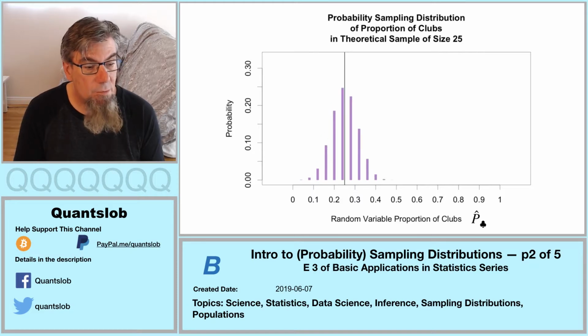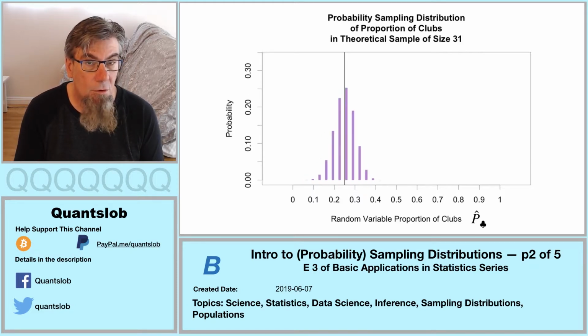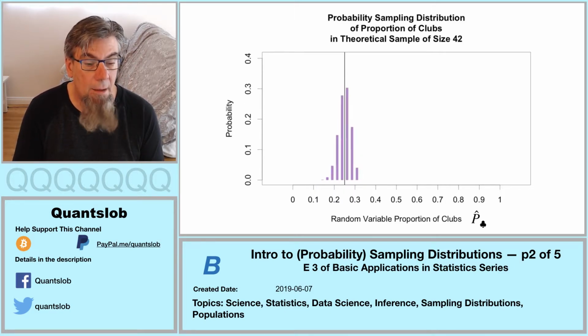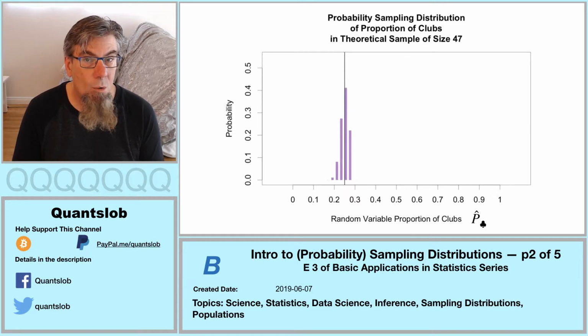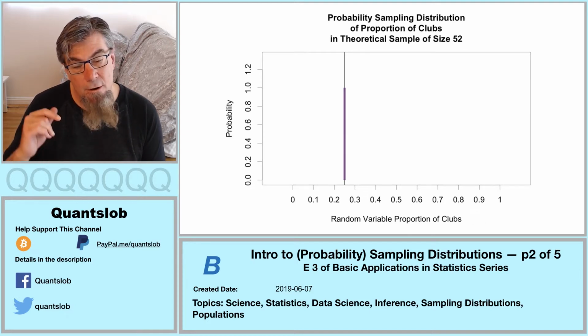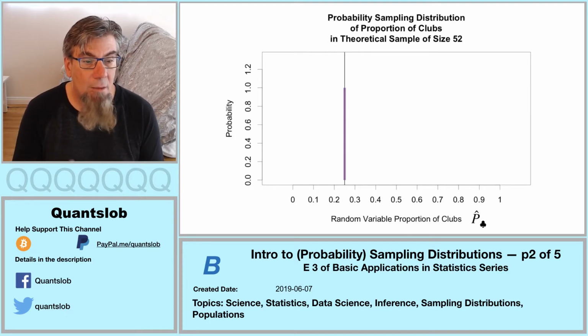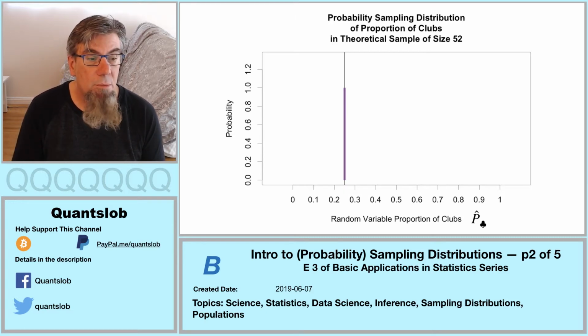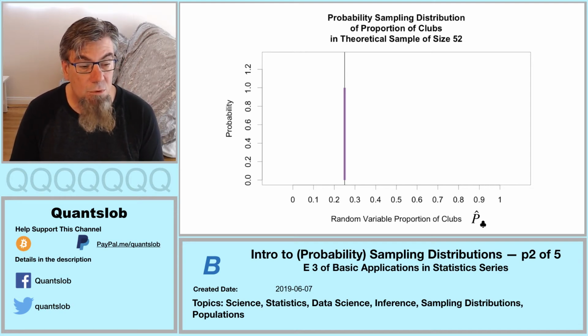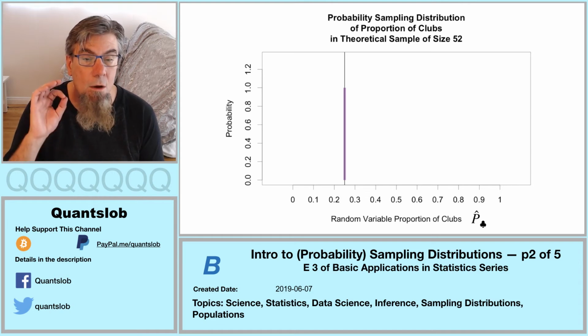Well, for one thing, the distribution seems to be centered at 1/4, the vertical line, the population proportion. The distribution seems to have a sort of bell shape happening, and the distribution gets narrower and narrower as the sample size increases. And in this particular case, once we've sampled the entire population, we've sampled all 52 cards, what is the probability? The ratio of clubs will be 1/4 in our theoretical sample of the entire population. It must be 1/4, probability 1. When we sample the entire population, the random variable sample proportion equals the population proportion with probability 1.